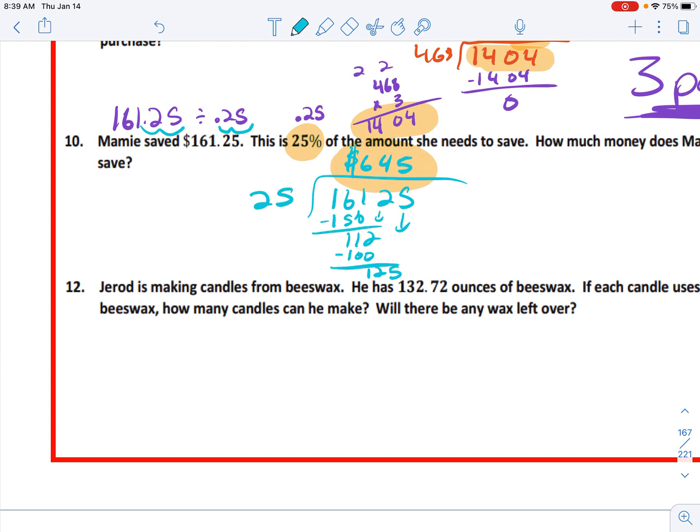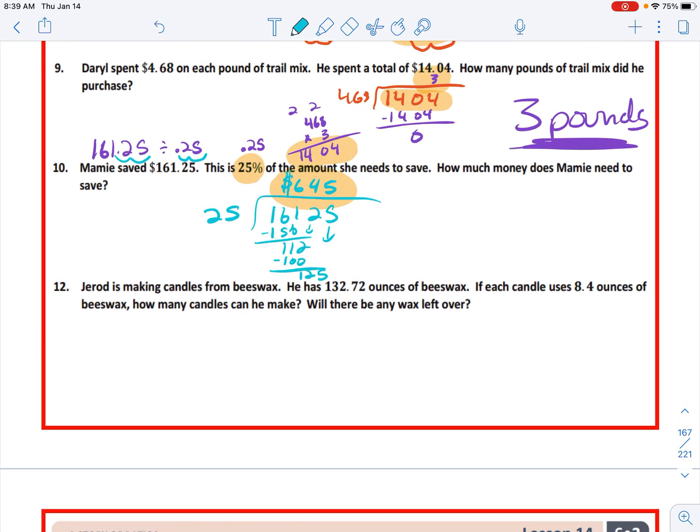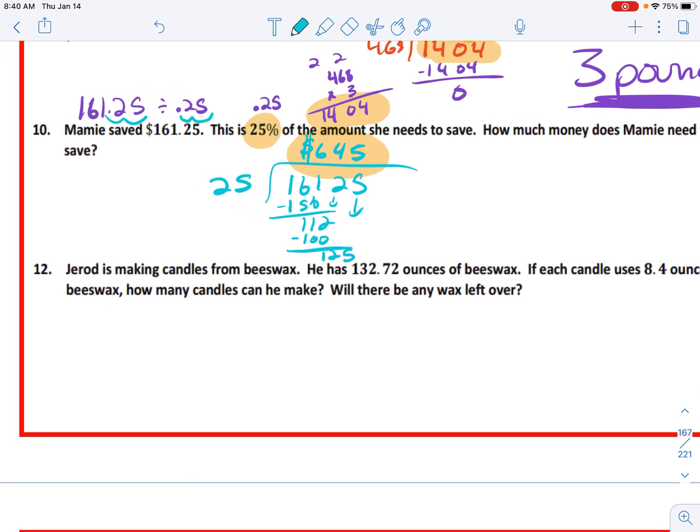All right, guys, last one. Number 12 says Jared is making candles from beeswax. He has 132.72 ounces of beeswax. If each candle uses 8.4 ounces of beeswax, how many candles can he make? Will there be any wax left over?